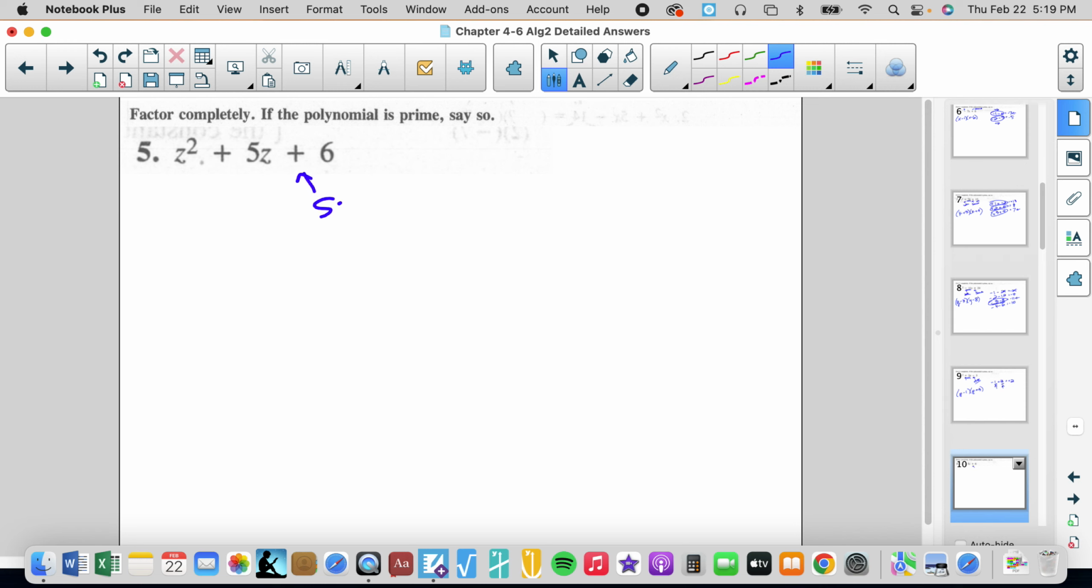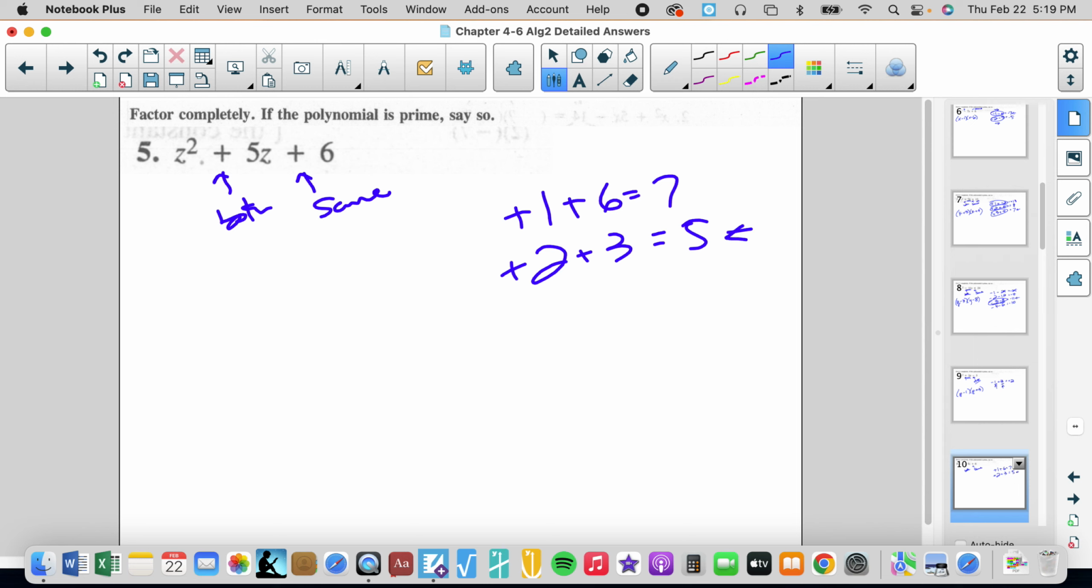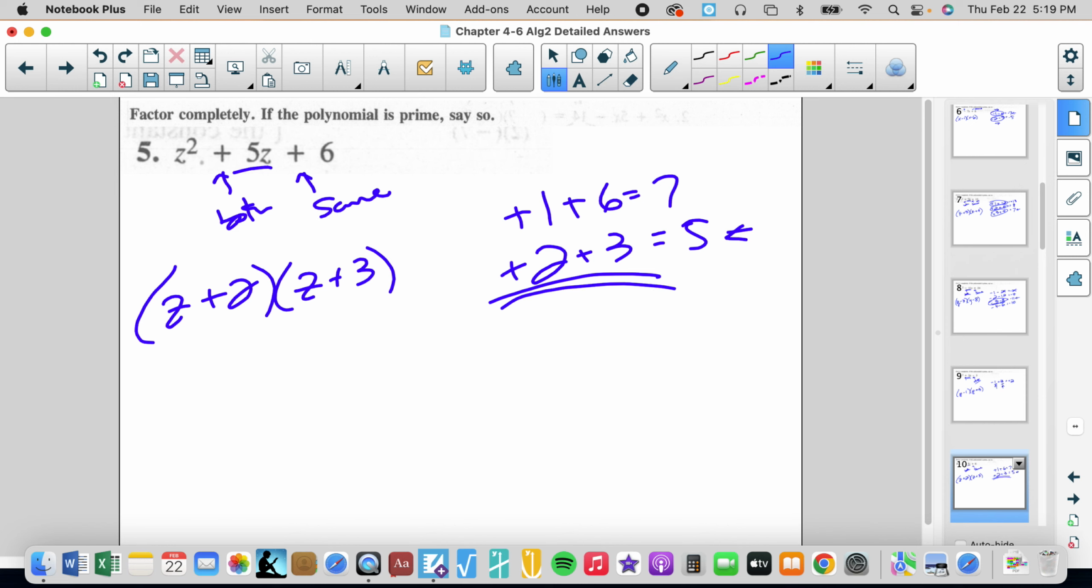Signs are the same. Both are positive. So factors of 6 are 1 and 6, 2 and 3. Signs are the same. Both are positive. 7 and 5. 5 is my middle term. So I'm going to get z plus 2, z plus 3. I'm just taking those two terms.